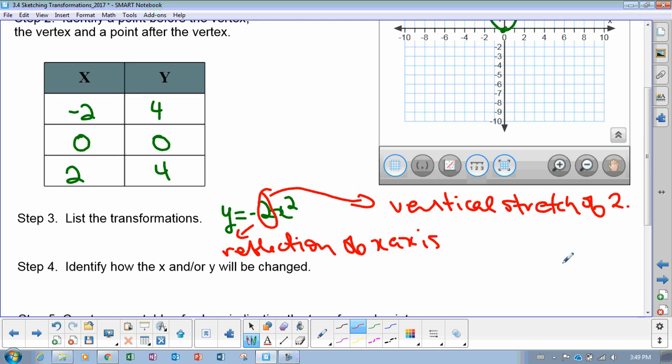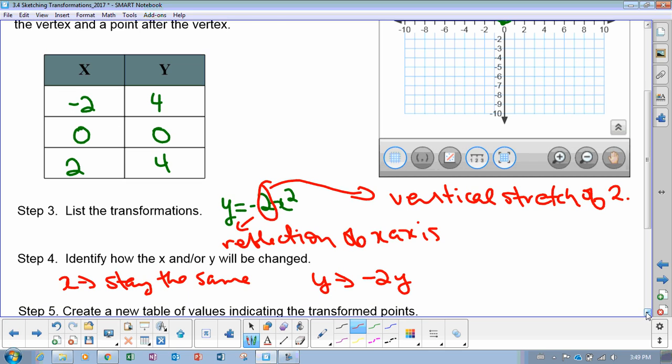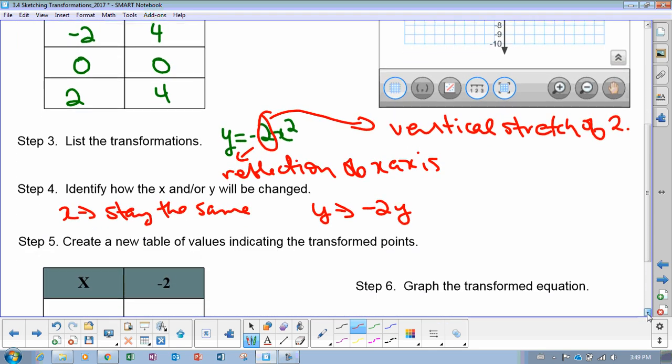All right, so now we're going to identify how x and y are changing. There are no transformations done to the x, so our x is going to stay the same. The y is going to become negative 2y. So where's the negative 2 coming from? That's because it's the stretch factor and the reflection. So I have to show mathematically that that transformation is occurring.